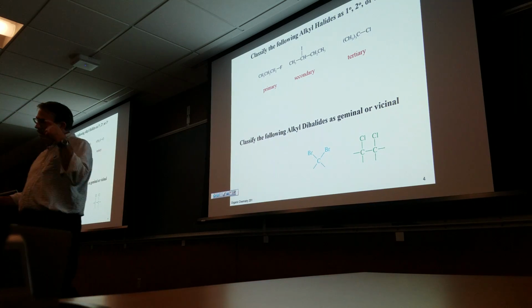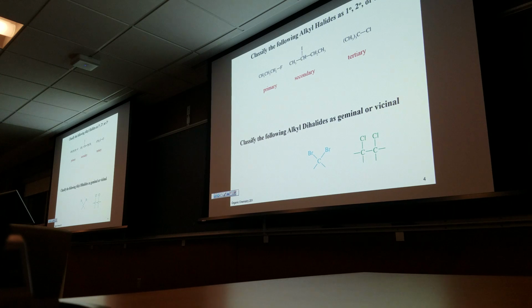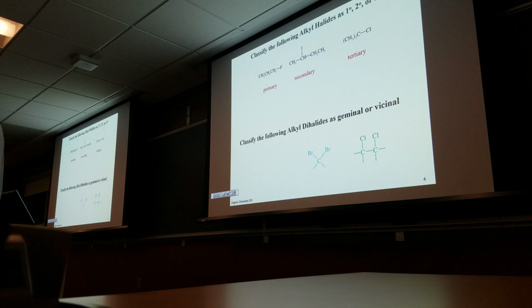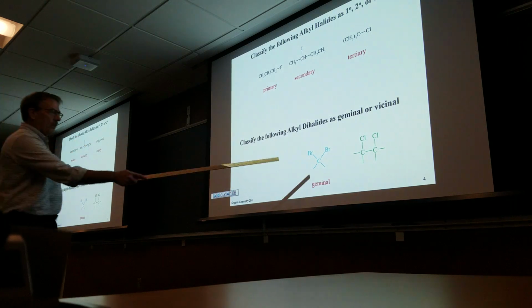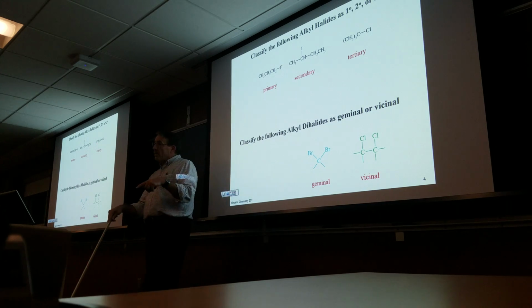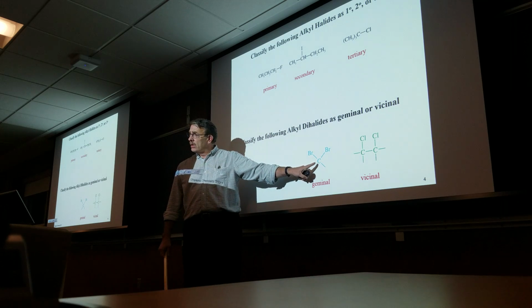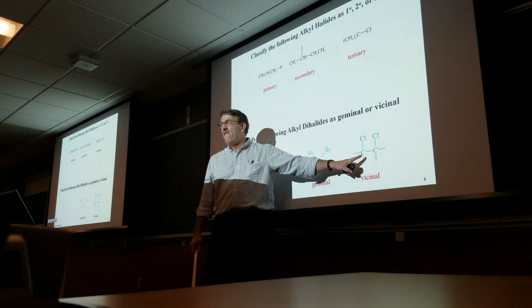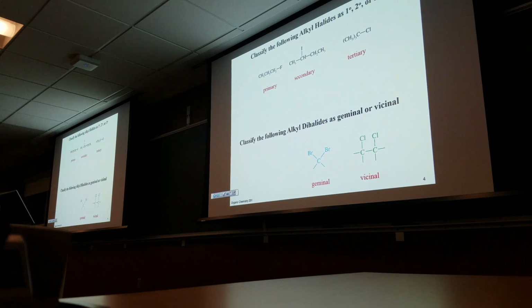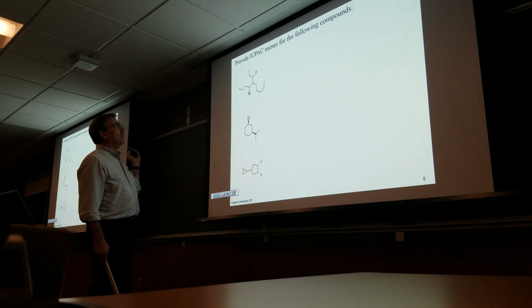Geminal, I don't have a good analogy for that one unless somebody comes up with one. Gemini, like the twins, the Gemini sign? Gemini twins. Twins from the same egg. Okay. So that's all there. This one's geminal. This one's vicinal. Again, you can predict chemistry based on whether you have geminal dihalides or vicinal dihalides. That's why we're learning those terms. Let's go on to the next.